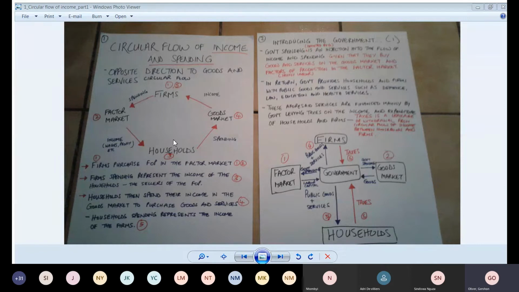And this one on the left hand side is anti-clockwise. It's going from firms to factor market, in other words moving left from firms to factor market to households to goods market, and back to firms. Whereas the first circular flow of goods and services moves in a clockwise direction, as the clock on your hand or in your house. I hope it makes sense.